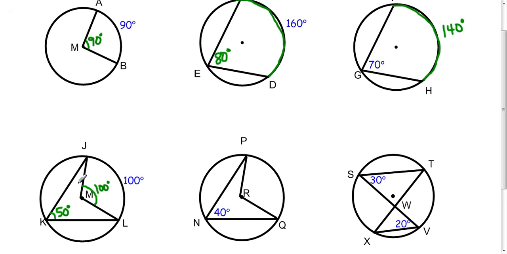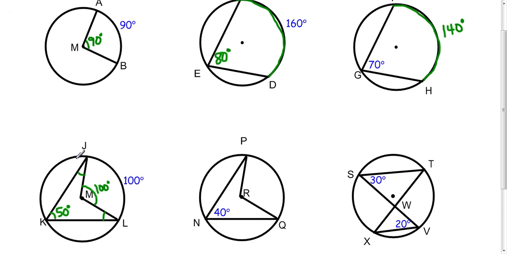Another question would be, well, what is this angle and this angle? And the answer is, I don't know. There's really no way to tell without more information. They look like they're about the same, but they're not necessarily the same. So we can only find these two.